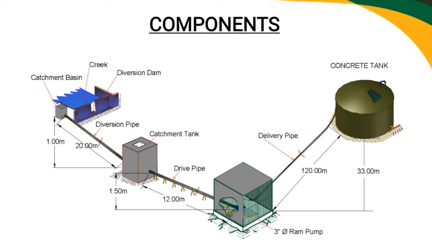So its components are the catchment basin, so from the creek with the diversion pipe to the catchment tank, with the drive pipe to the ram pump, with the delivery pipe to the concrete tank.